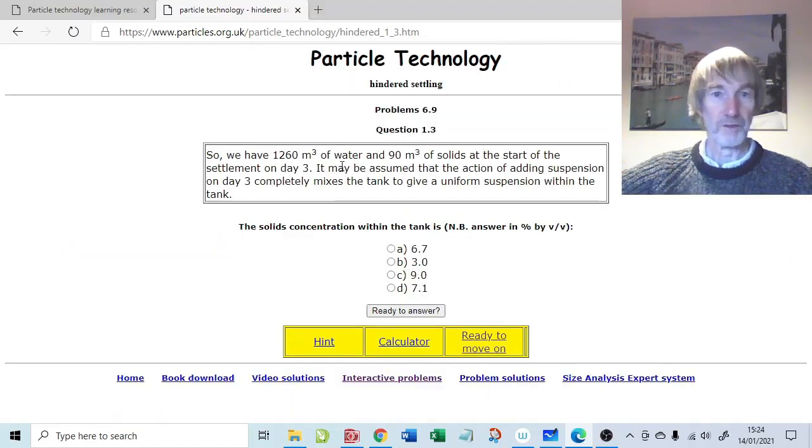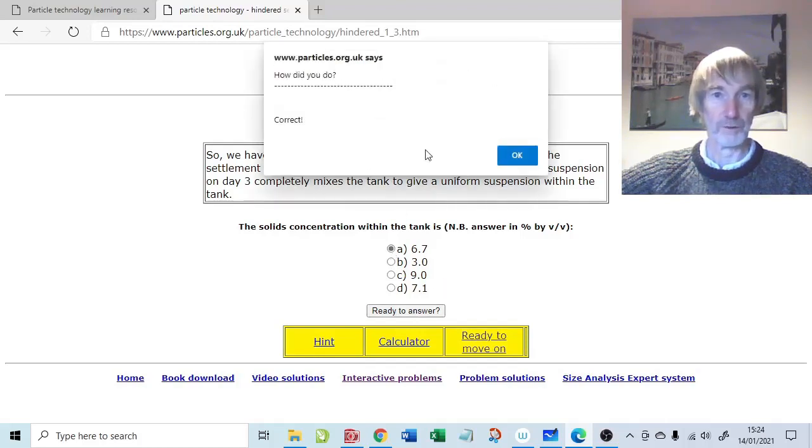So we have 1260 metres cubed of water in the tank, 90 metres cubed of solids at the start of settlement on day 3. It may be assumed that the action of adding the suspension on day 3 completely mixes the tank to give a uniform suspension with the concentration of, well, 90 divided by 1260 is 0.067, so the concentration on the 3rd day is going to be 6.7%.